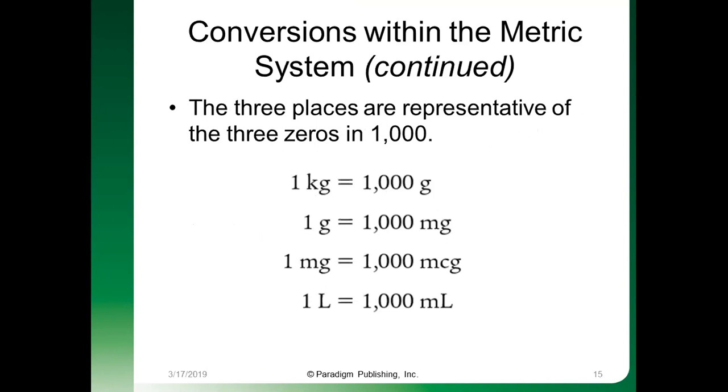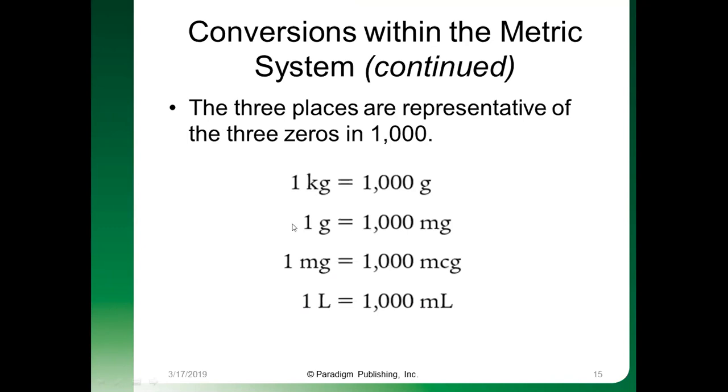So 1 kilo, you're moving the imaginary decimal after the 1, 3 spaces to the right, would make it 1,000 grams. 1 gram, again, you would multiply it by 1,000 or move the decimal 3 spaces to the right. So you get 1,000 milligrams. Now, 1 milligram is equal to 1,000 micrograms. 1 liter is equal to 1,000 milliliters.